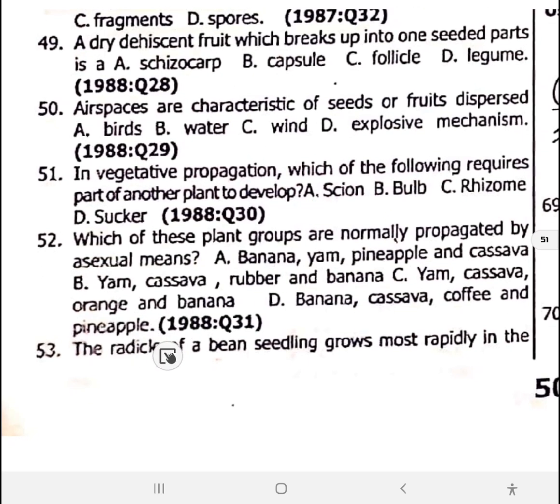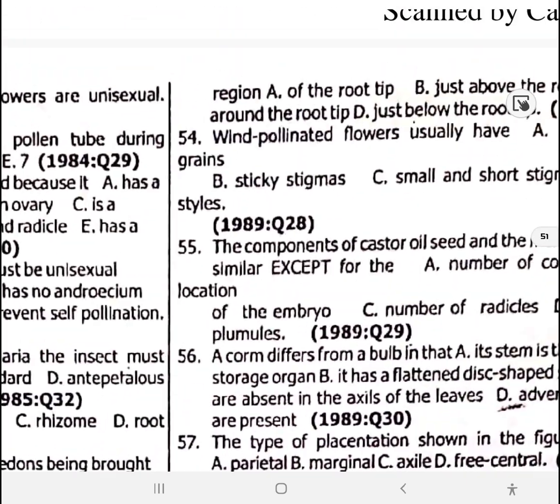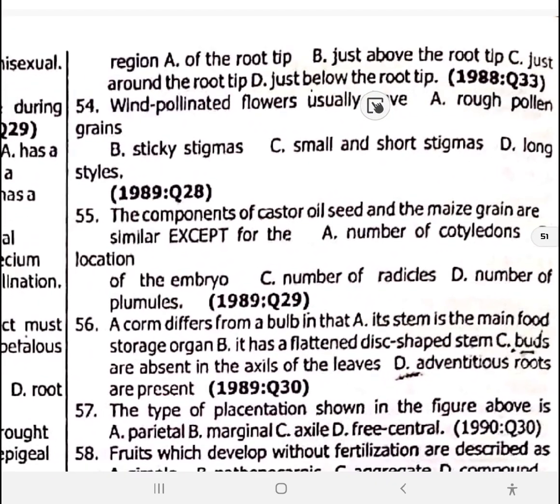53. The radicle of a bean. Do not forget, the radicle will grow into the ground. The radicle of a bean seedling grows most rapidly in the root region. That's 53, right? Option D, just below the root tip.